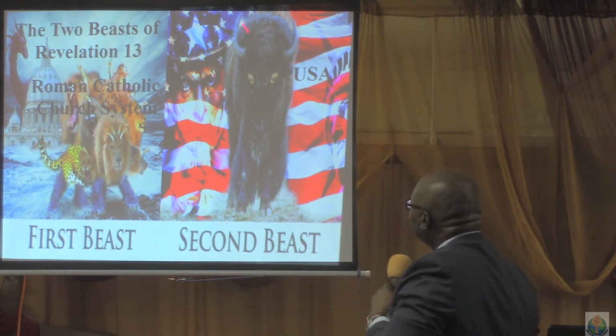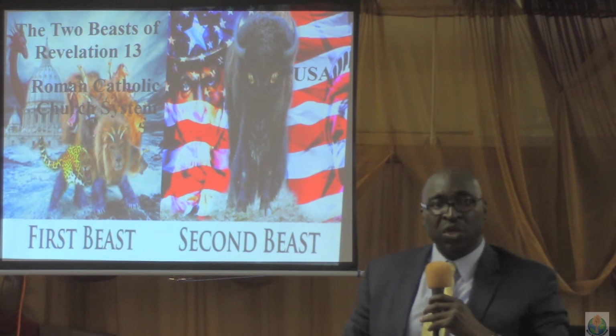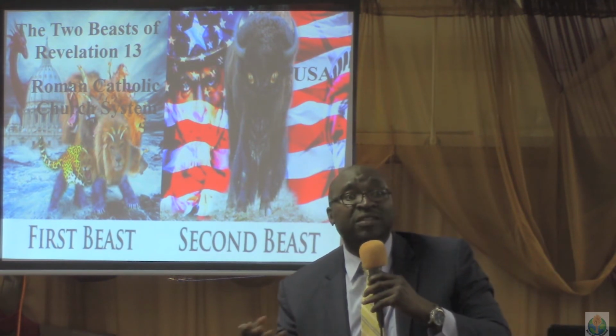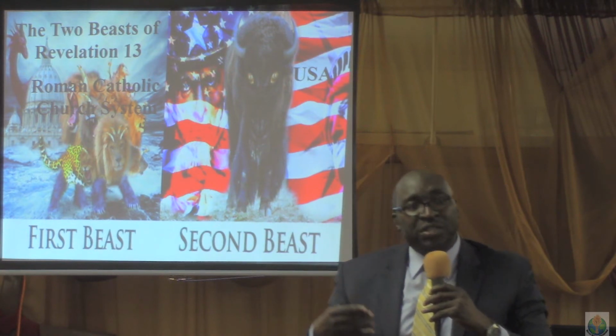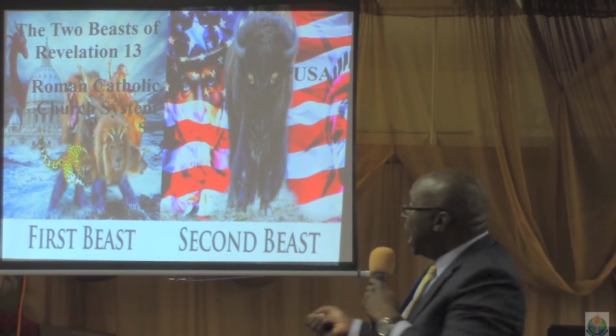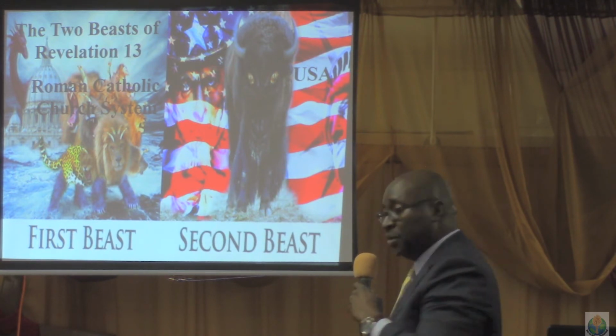Then we saw a second beast rising in verse 11. We're going to get to verse 11 soon. Which we have studied before. Which was that second beast? United States of America. So Revelation chapter 13 has two beasts. The first beast, the Roman Catholic Church system, and the second beast, United States of America.